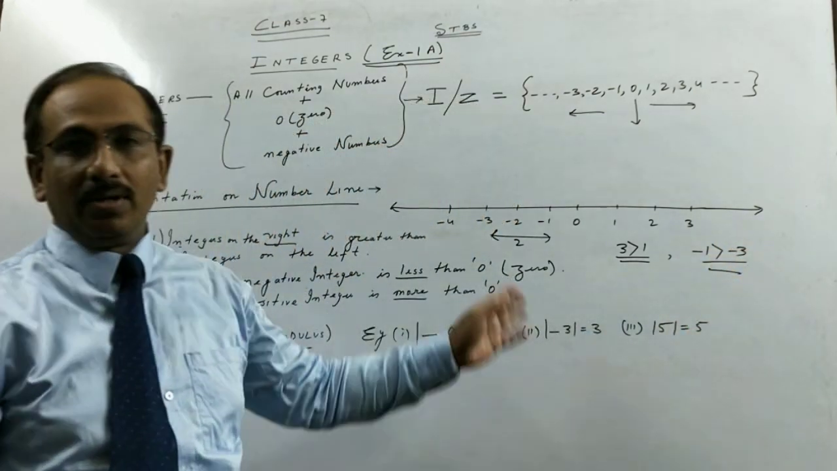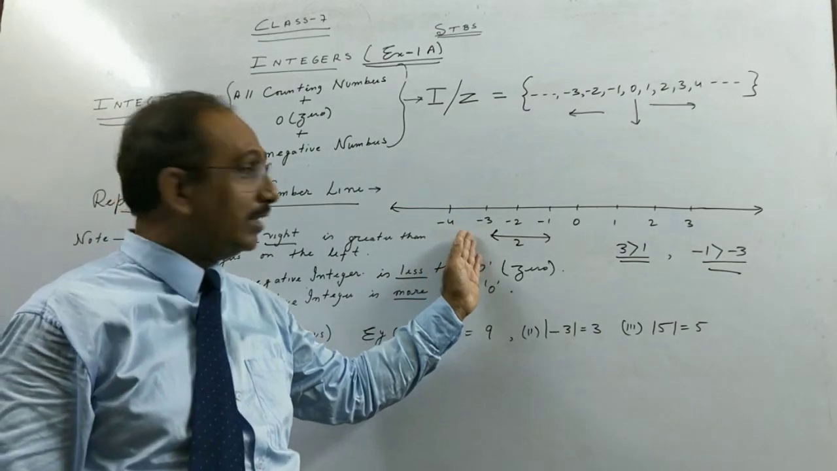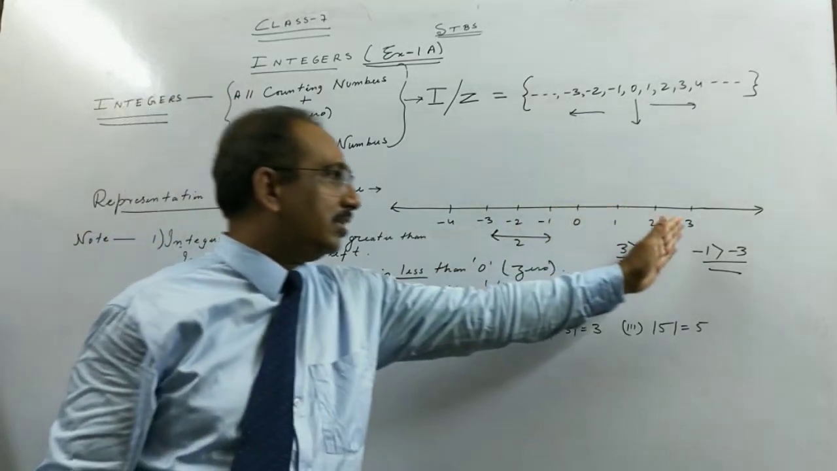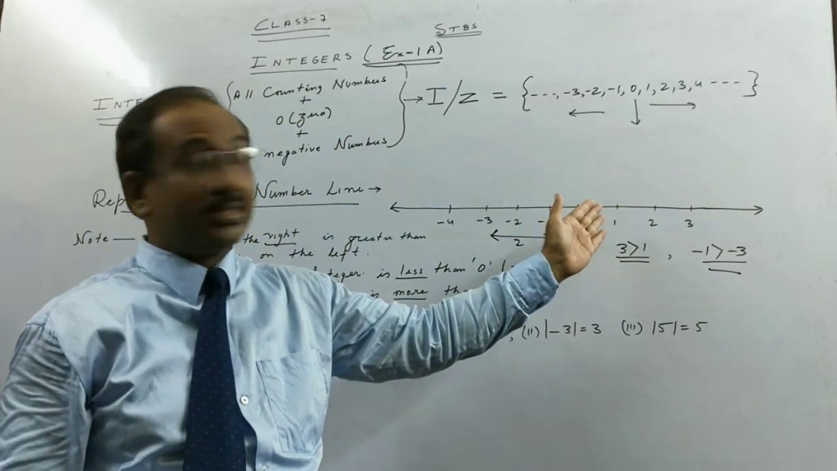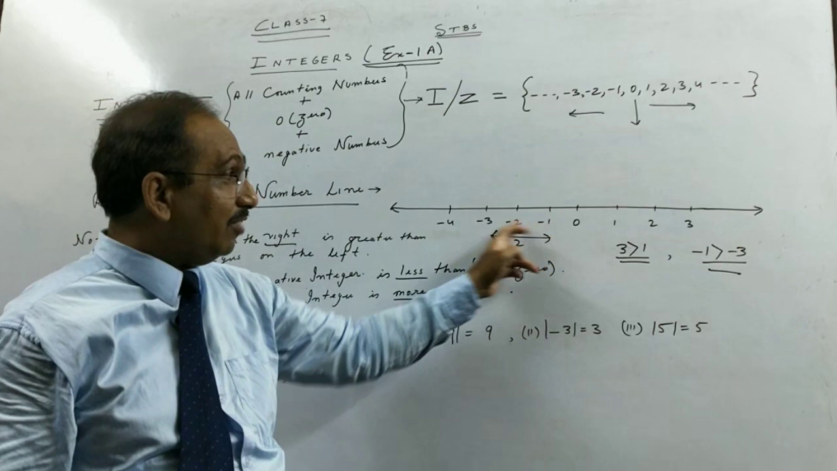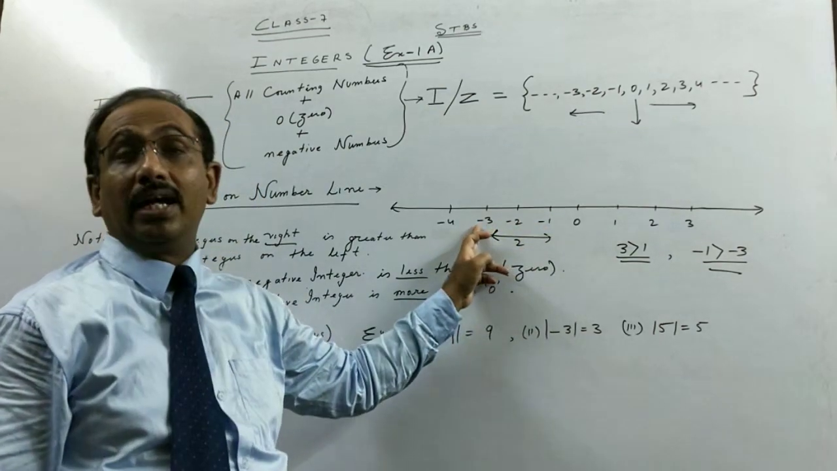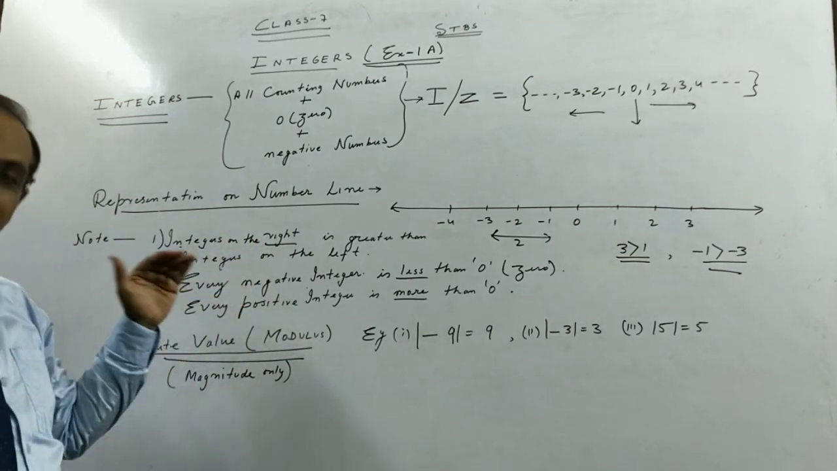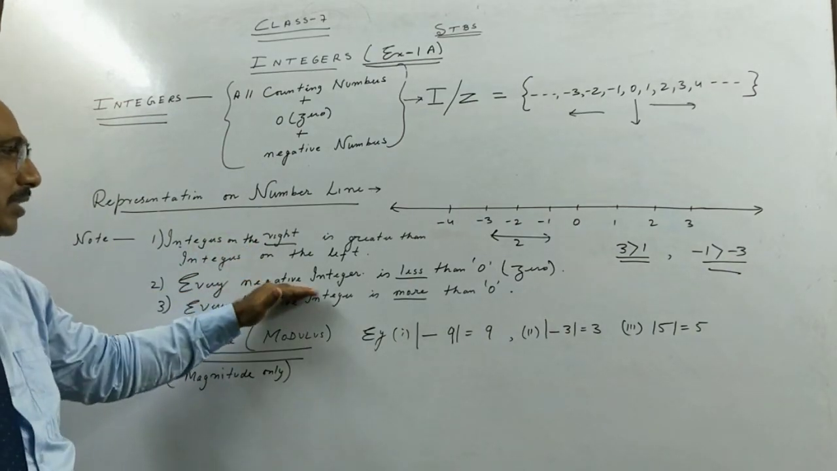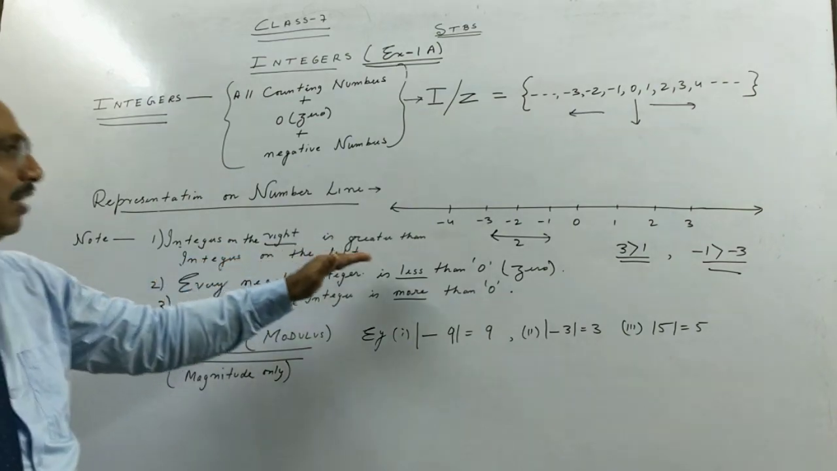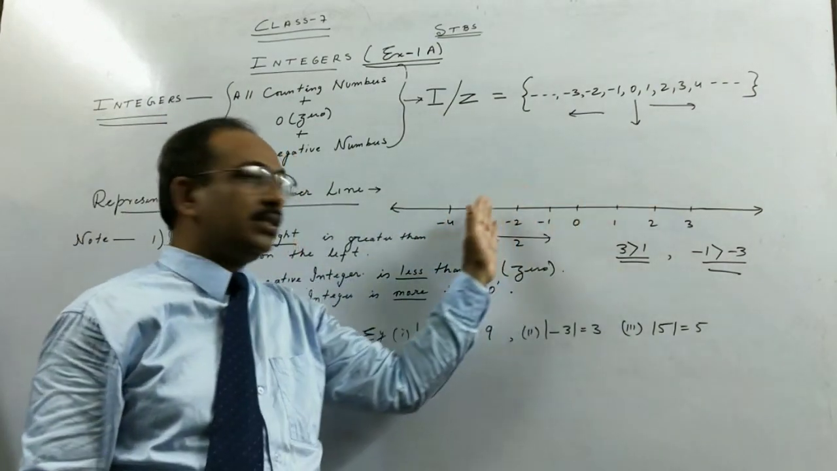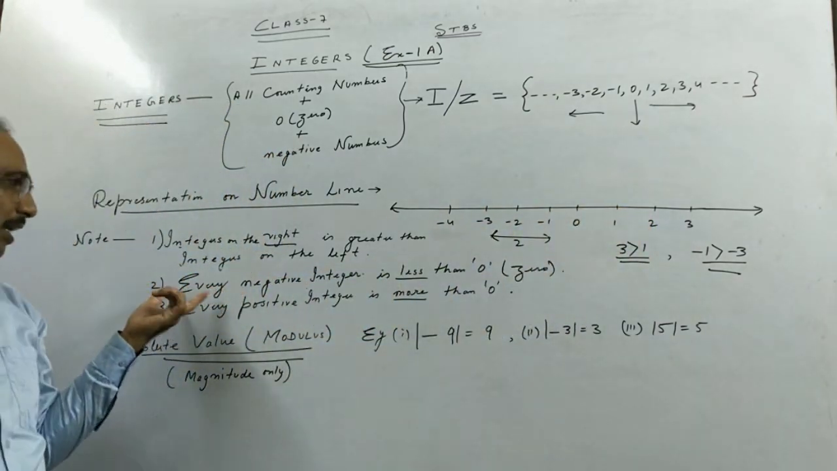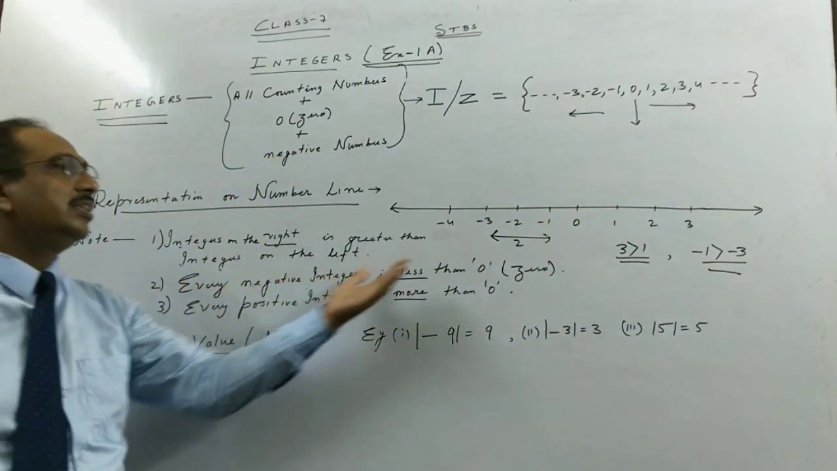So when we move to the negative side, students, the right ones are bigger than the left ones. Here 3 is greater than 1, it's ordinary common sense. But minus 1, don't see 1 and 3, minus 1 is bigger than minus 3 since it occurs on the right side. Similarly, integers on the right are bigger than those on the left, and those on the left are smaller. And next, every negative integer is less than 0.